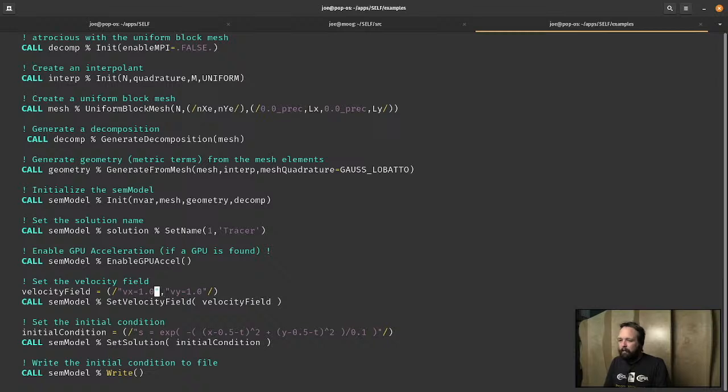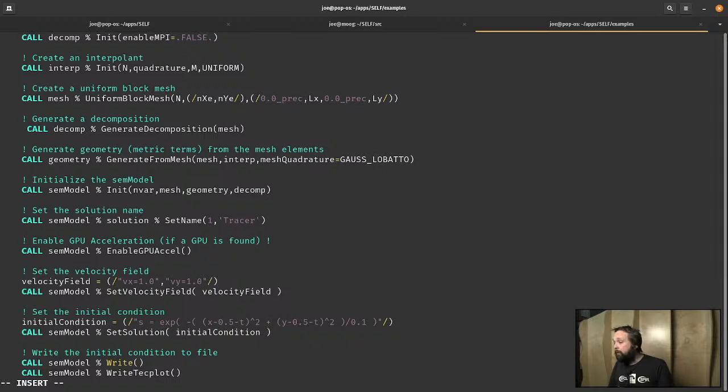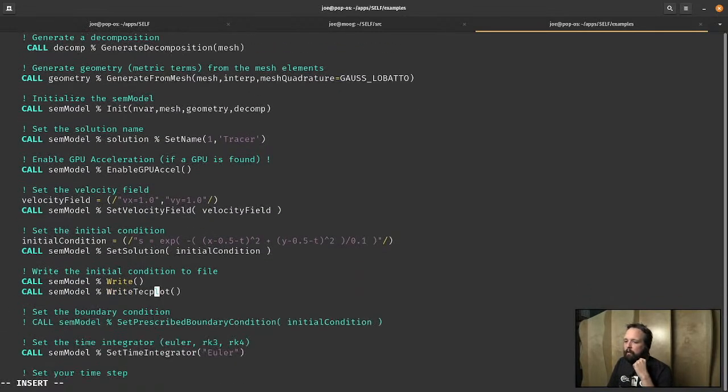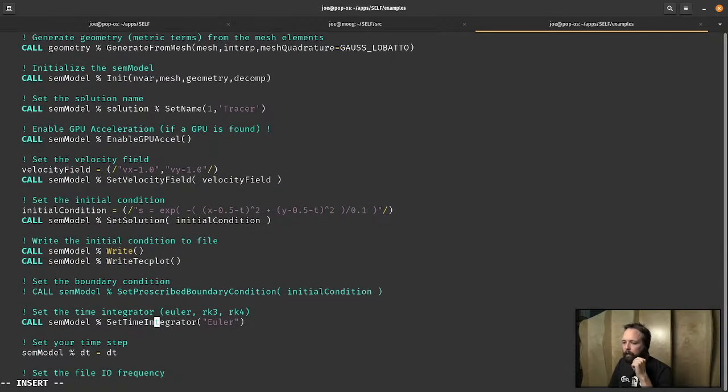If I wanted to be fancy with it, I could, I don't know, you get the idea. You can use X, Y, Z, and T as your independent variables, and fill in your functions. The initial condition, same thing. You could set it with a string and attach it to the solution. Here's how you write your HDF5 file and your TechPlot file for initial conditions.